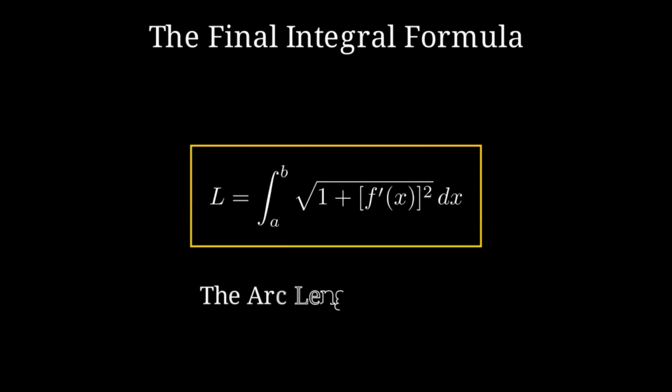This is the arc length formula. It tells us that the length is the integral from a to b of the square root of 1 plus the square of the derivative.